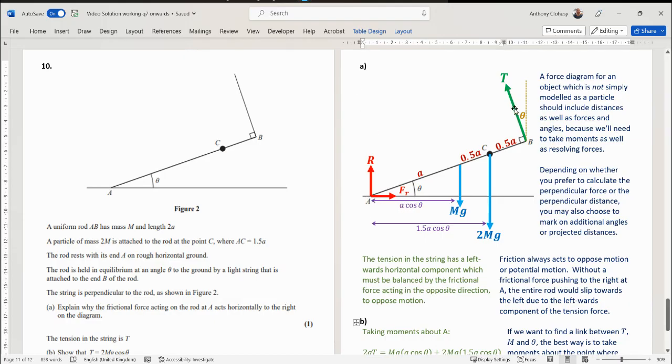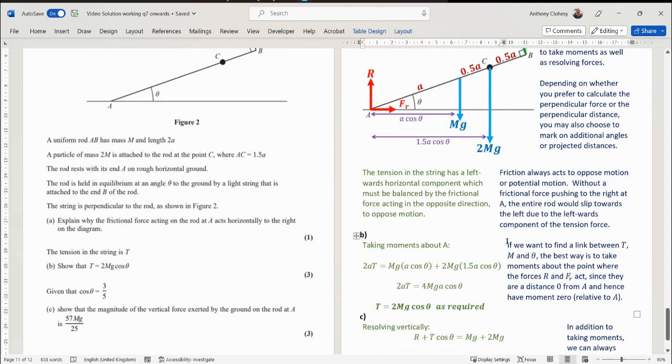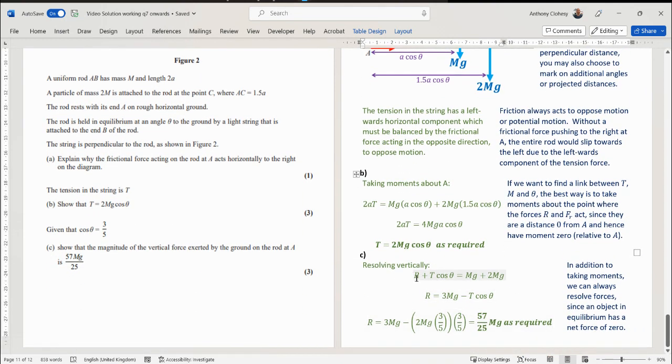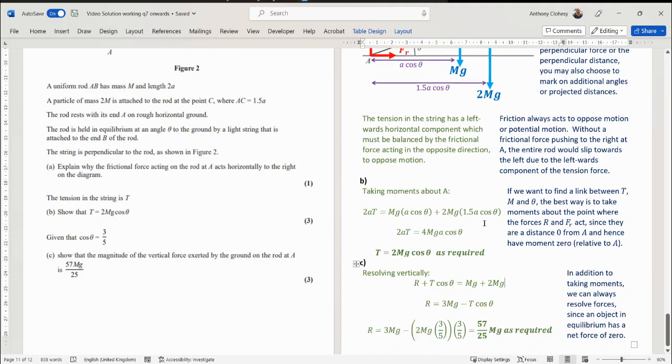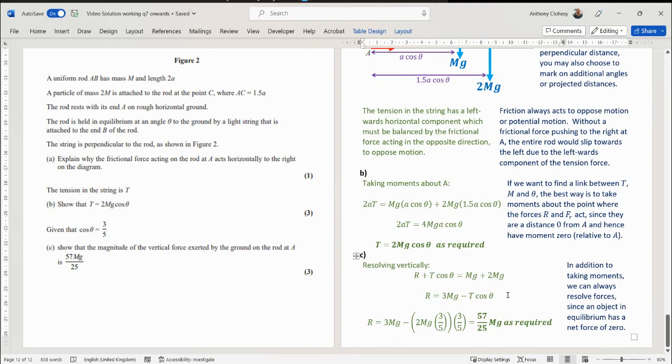We know that R is pulling up. A portion of T cos theta is also pulling up. And then both of these weight forces, mg and 2mg, are pulling down. So my equation looks something like this. R and T cos theta pulling up, mg and 2mg pulling down. We don't need to consider this a cos theta and 1.5 a cos theta anymore because we're just looking at the total forces pulling in a particular direction.